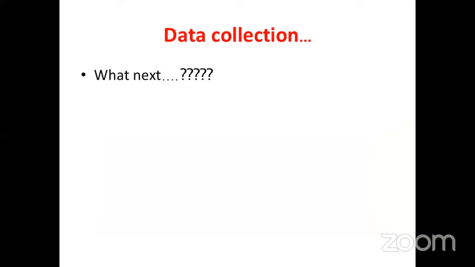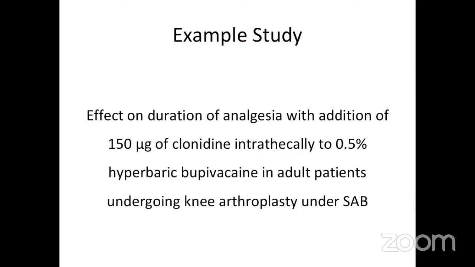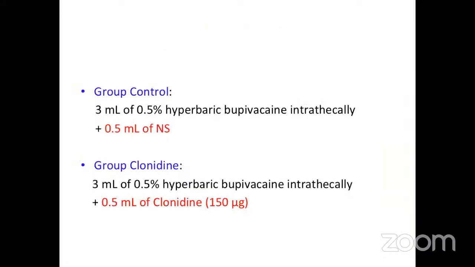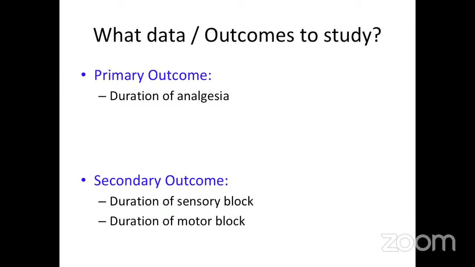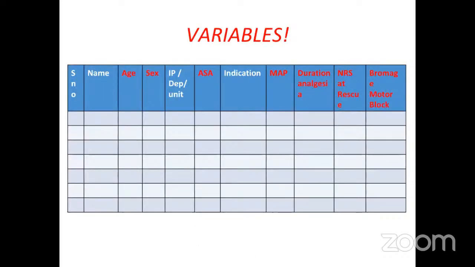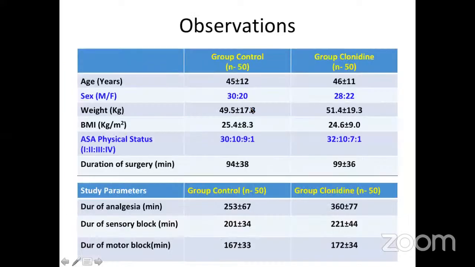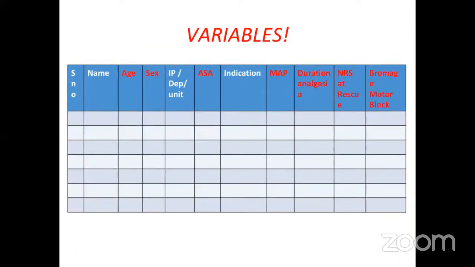So keeping all these things in mind, you perform the study and finally collect data. Then what next? Let us say you are doing a study on intrathecal bupivacaine versus clonidine with bupivacaine. The primary outcome measure is duration of anesthesia; secondary outcomes are duration of sensory and motor block. You enter them in an Excel sheet by putting various parameters. These parameters are known as variables. Before you submit this to the statistician, you do something known as data cleaning.